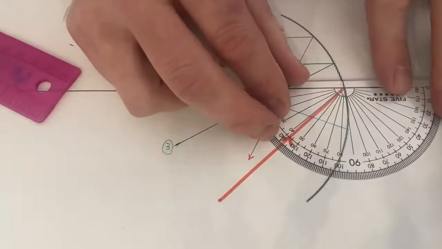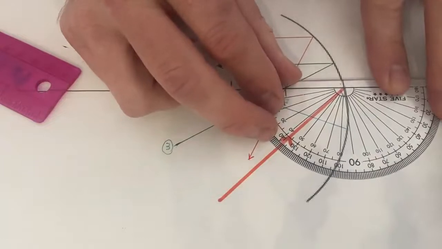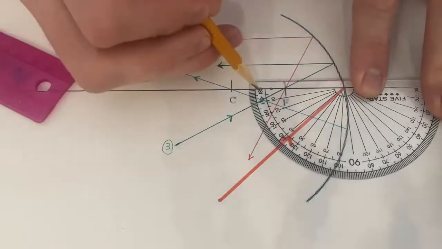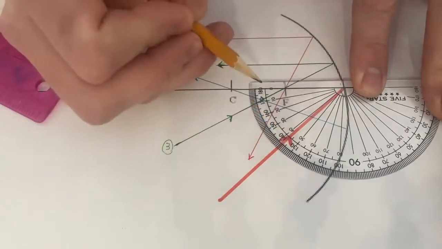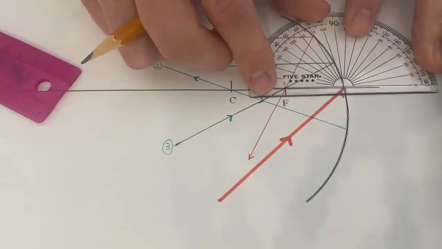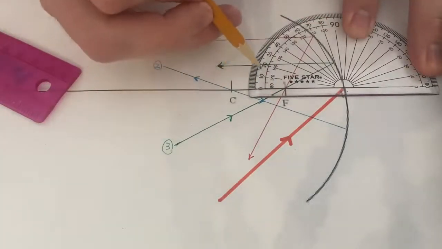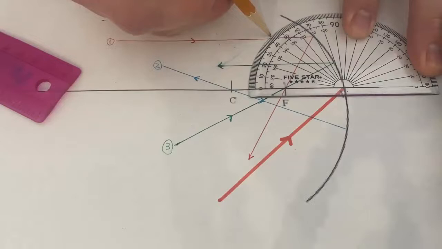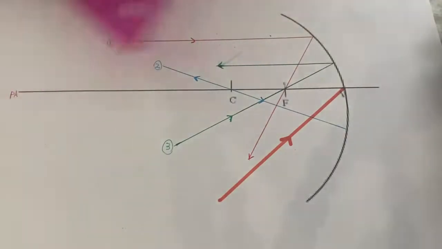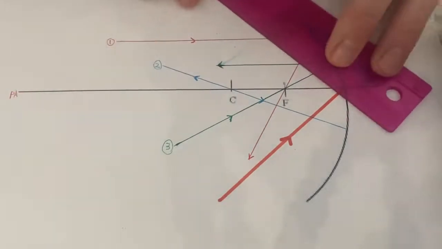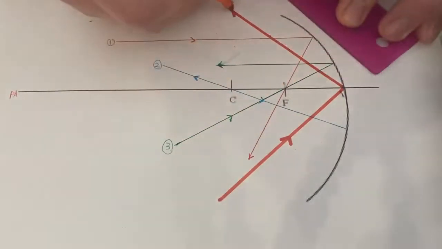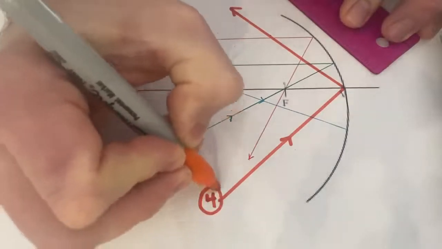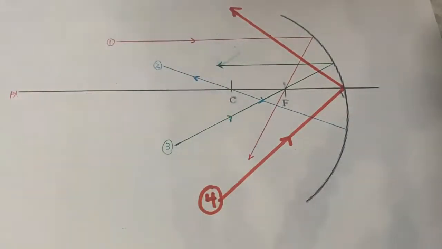So that makes it really easy for us to come in here and measure, well, the angle of incidence is, let's say, about 42.5 degrees. So I can come back here on the other side and I can measure 10, 20, 30, 40, about 2.5 right there. And I can draw the reflected ray. All right, so that is ray number 4. So those are the four principal rays for dealing with a converging mirror.